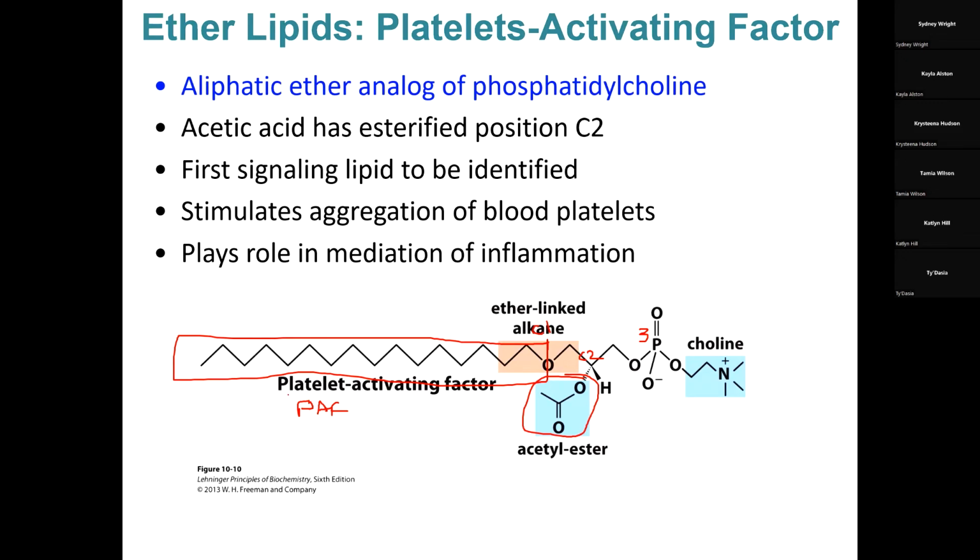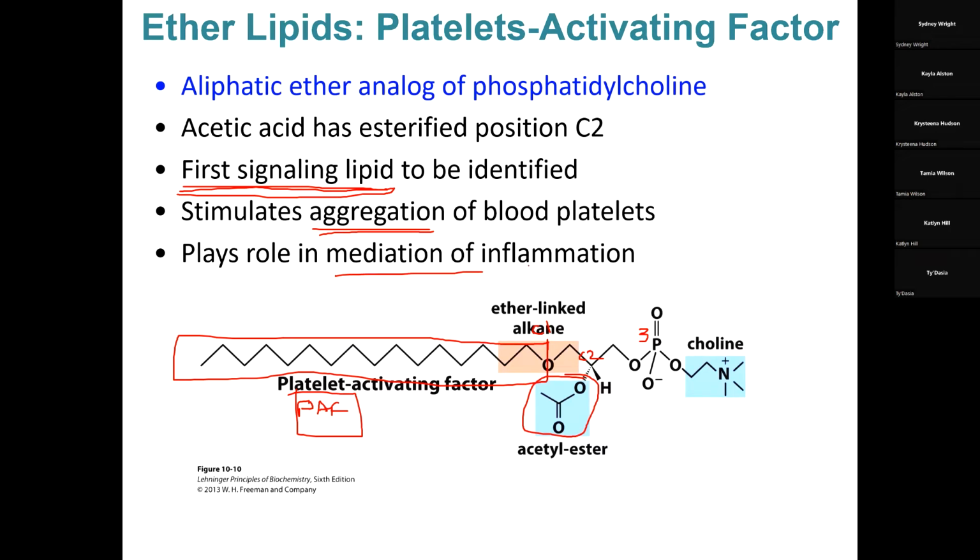This makes a molecule called platelet activating factor, and not surprisingly it activates platelets in the body. It's the first signaling lipid to be identified, maybe 80 years ago, something like that, and very, very strong, it stimulates the aggregation of blood platelets. This is what causes blood clots to form, like scabs on your arm if you get a cut. Platelet activating factor will bind to the platelets and cause them to aggregate and form scabs or clots inside your body, which is really important to plug up any holes in your vascular system.